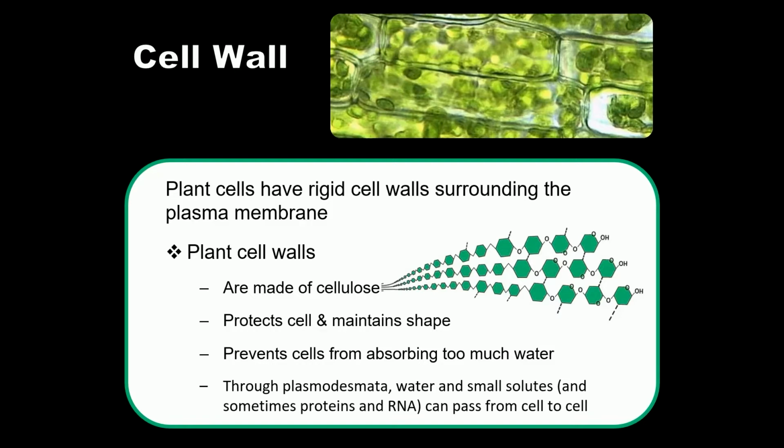Now, cell walls are not completely impenetrable. You need to be able to let stuff in and out of your cell, so they have holes in them that allow passage of materials from one cell to another cell. These holes, these portals, are called plasmodesmata, and this allows water and small solutes, sometimes things like protein and RNA, to pass from one cell to another cell.